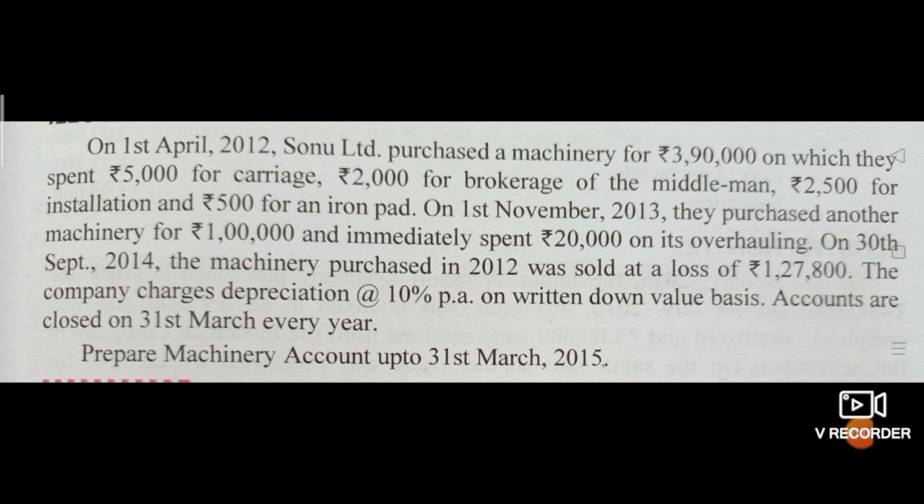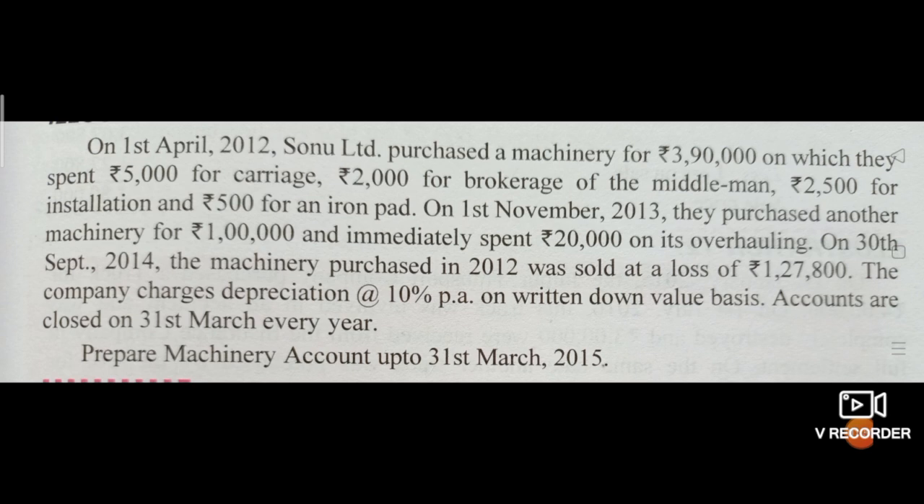Then on 1st November 2013, they purchased another machinery for rupees 1 lakh and immediately spent rupees 20,000 on its overhauling. So 1 lakh plus 20,000, second machinery's total cost will be 1,20,000. On 30th September 2014, the machinery purchased in 2012, means first machinery, was sold at a loss of rupees 1,27,800. The company charges depreciation at 10% per annum on written down value basis. Accounts are closed on 31st March every year. So now we have to prepare machinery account up to 31st March 2015.